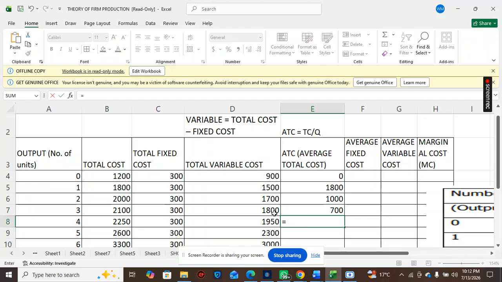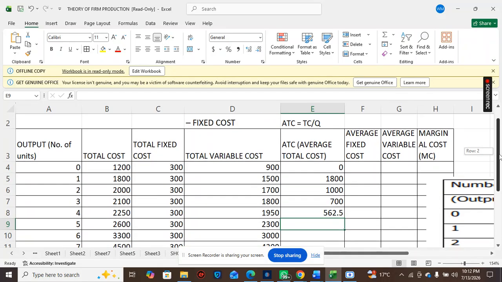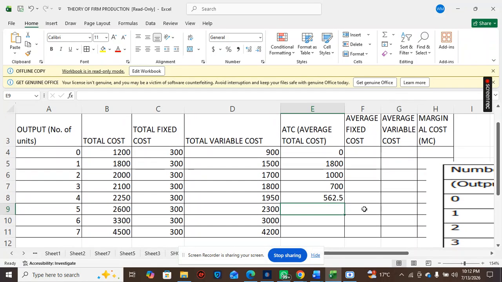When you produce 4 units, the total cost is 2,250. Divided by 4, our average total cost is 562.5. When we produce 5 units, our total cost is 2,600. So average total cost 520. Remember, this is the total cost per unit here. What is average total cost? It is the total cost per unit.